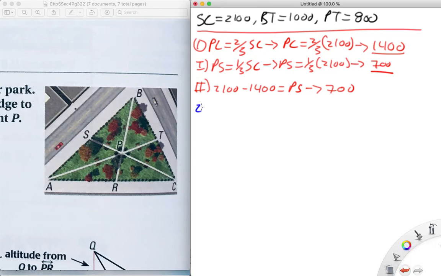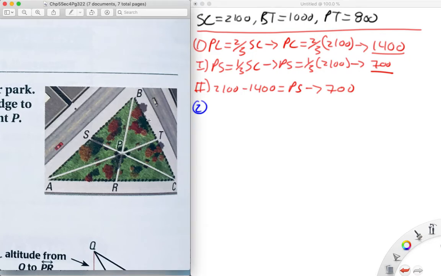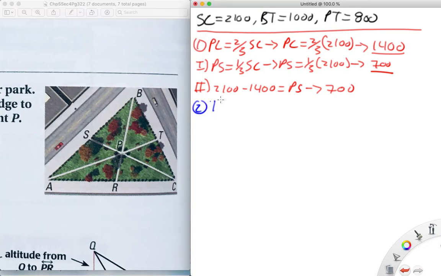Number two, they tell me that BT is 1000, so they want TC and then BC. Since I'm told that this is the median, I know that this guy and this guy are the same. So if BT is 1000, then TC is also 1000, and TC is 1,000 because it's the midpoint. So then if I know this is 1,000, this is 1,000, I just add them up.